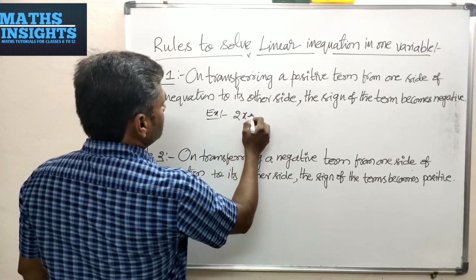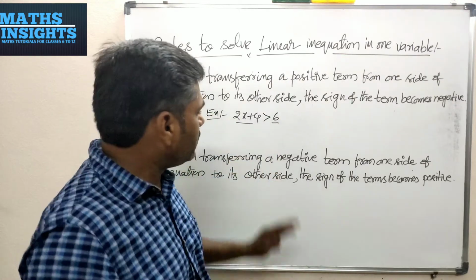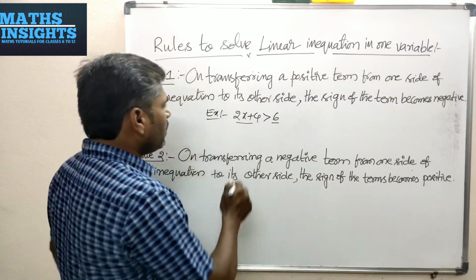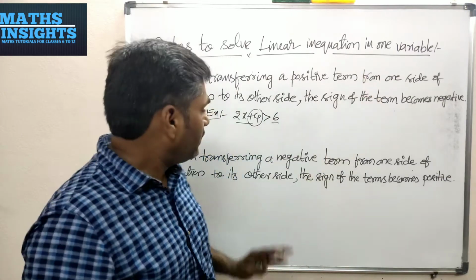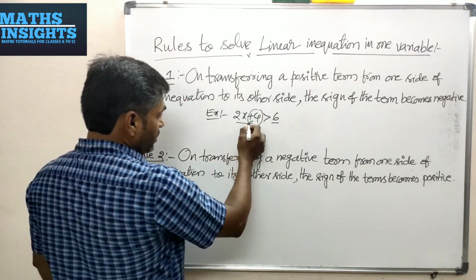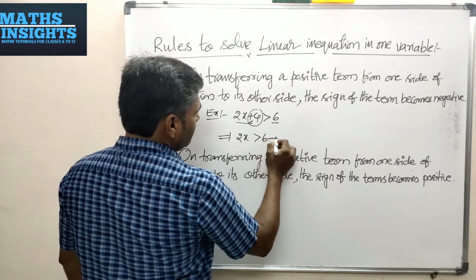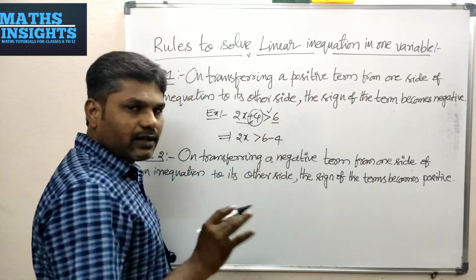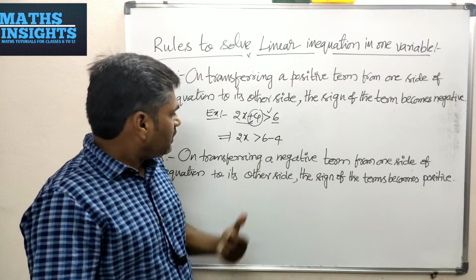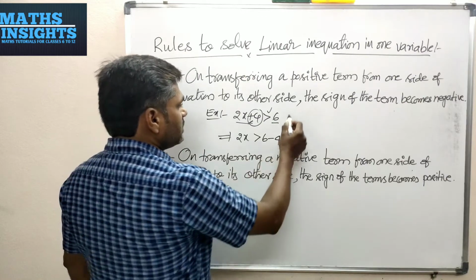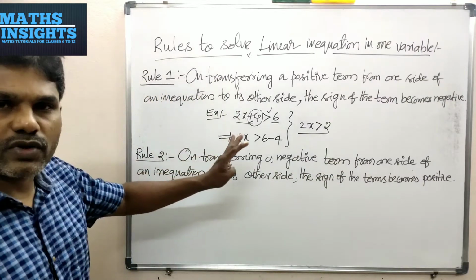See, 2x plus 4 greater than 6. Now this is one side and this is the other, two sides of the inequality greater than. What I said as per this rule is that the plus 4, when transferred to the other side, will become minus 4. That means its sign will change. That implies 2x greater than 6 minus 4. Here the sign of inequality will not change, it will remain the same. Therefore 2x is greater than 6 minus 4, which is 2x greater than 2. So this is how to transfer a positive term.